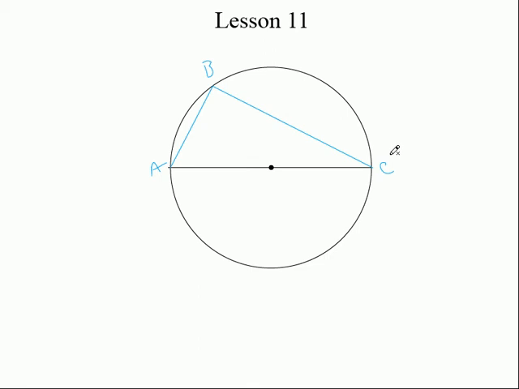And back it up, not just say, well, it looks like it. Why is it 90 degrees? You're absolutely right. It is 90 degrees. It intersects that straight line of A and C. You got it. Okay, it's an inscribed angle.